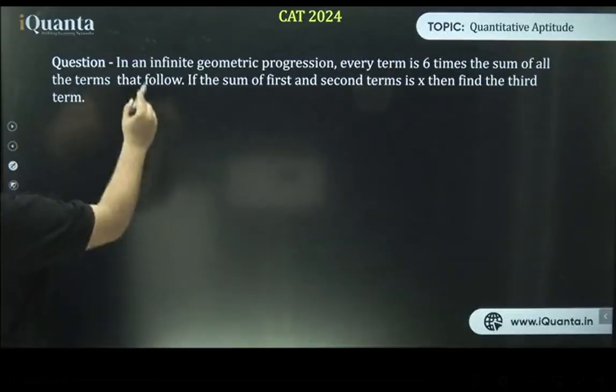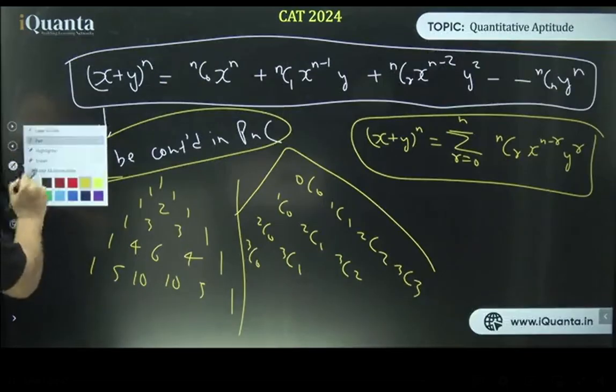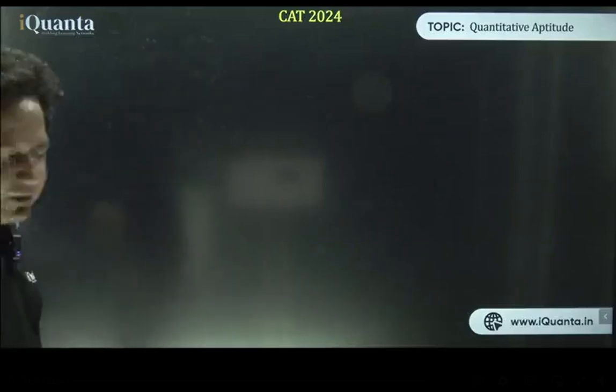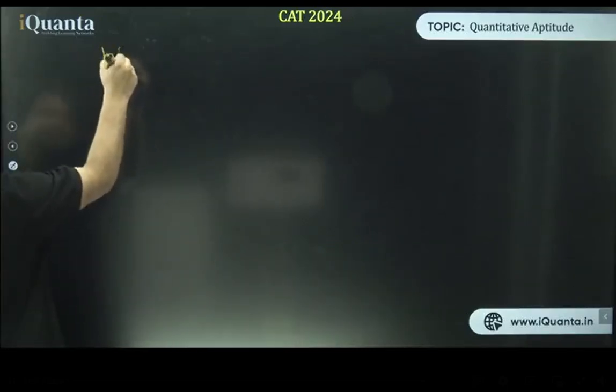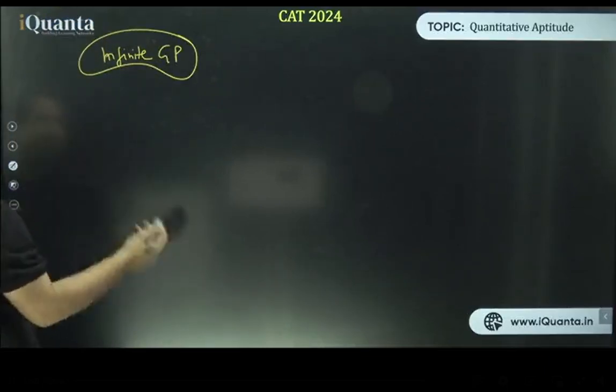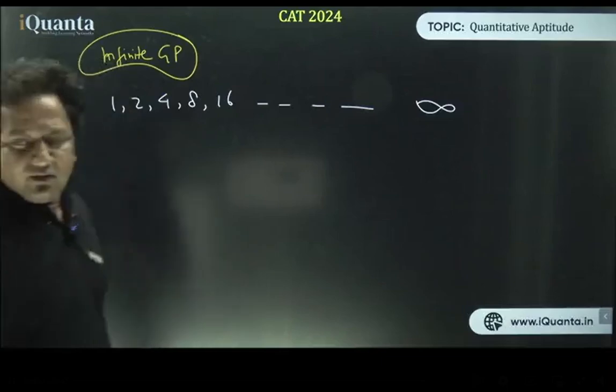Okay, infinite geometric progression. So I will discuss this now. Infinite GP. ठीक है? Infinite GP is part of today's session. It is very important. So infinite GP का मतलब क्या है? A GP that never ends, isn't it? 1, 2, 4, 8, 16 till infinity. We don't know where it goes.